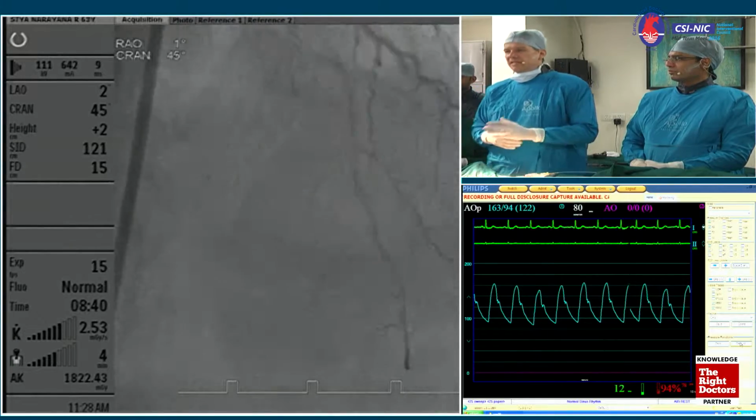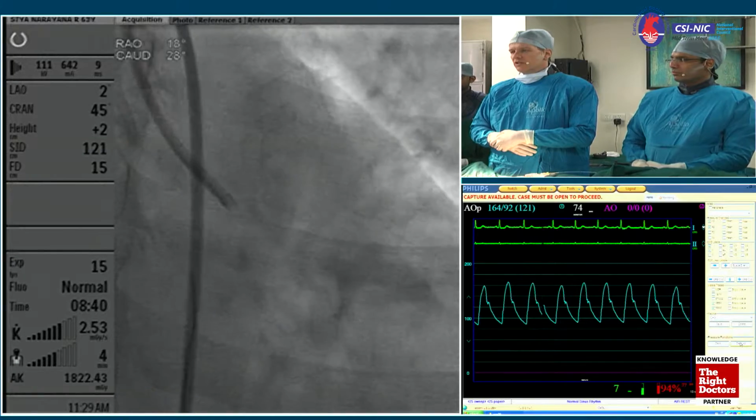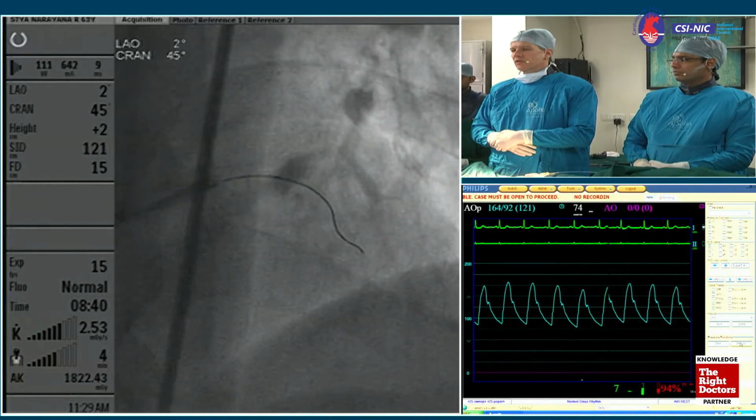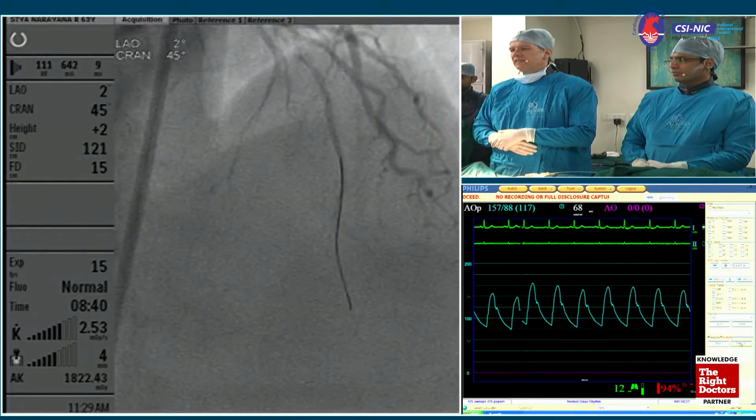So maybe let me take you through what we did so far and then talk about our strategy. Our first strategy was to treat the LAD lesion first. Here you see we are entering the LAD with a Fielder wire.